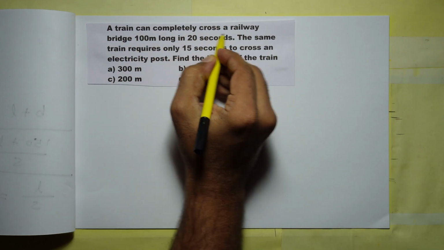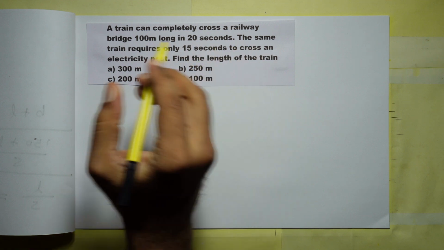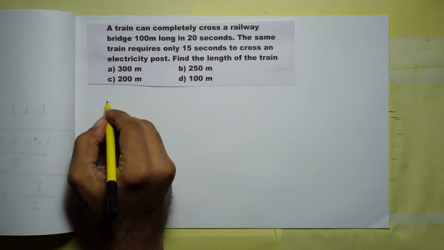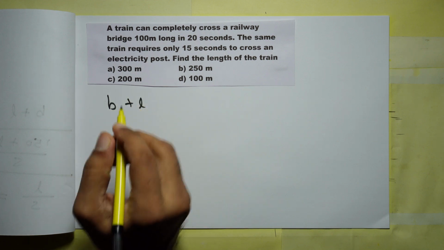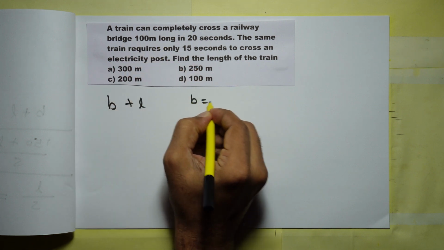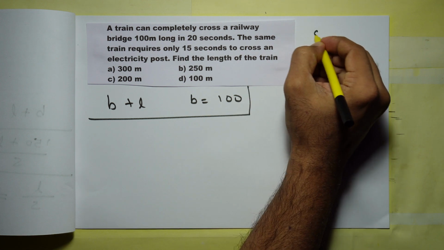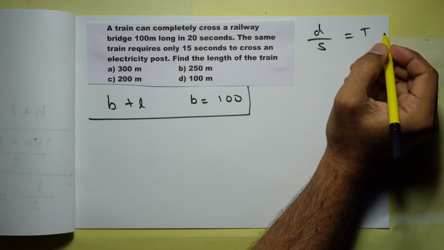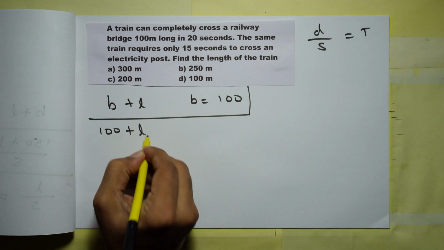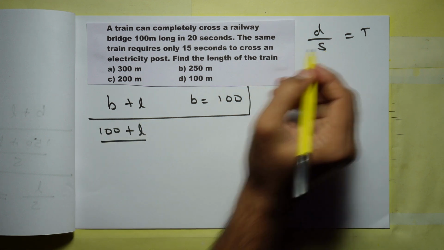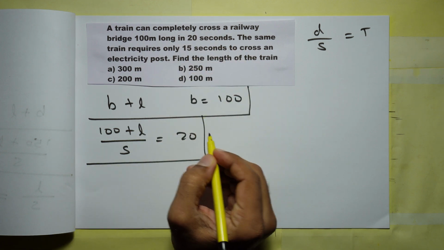A train can completely cross a railway bridge 100 meters long in 20 seconds. Now to cross a bridge, first the length of the bridge has to be moved, then its own body length L has to be moved. The bridge is 100 meters long, so B is equal to 100. Now let us form the equation. You have the basic formula, distance by speed gives you time. Now the distance to be moved is the length of the bridge, that is 100, plus its own body length L, divided by speed, and the time required is 20 seconds. So this is the first equation.